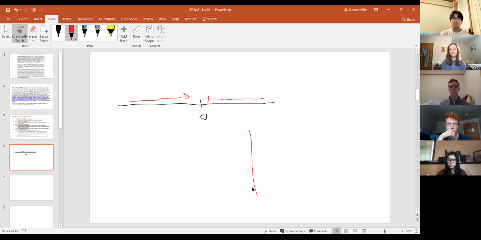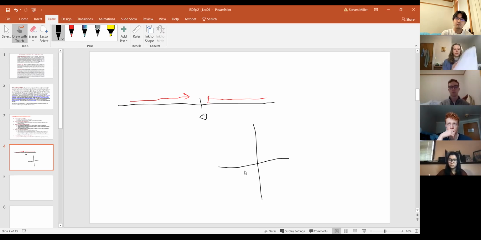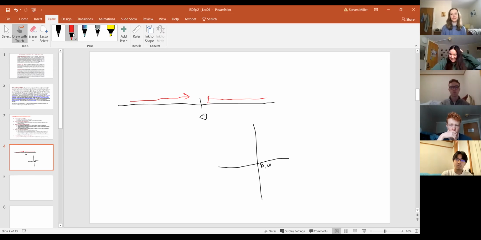In multivariable calculus, it's going to be very different. How many ways do we have to approach the origin now in multivariable calculus? A lot. A lot is correct. Let's be a little bit more specific about how bad is a lot. Infinite ways. Infinitely many.